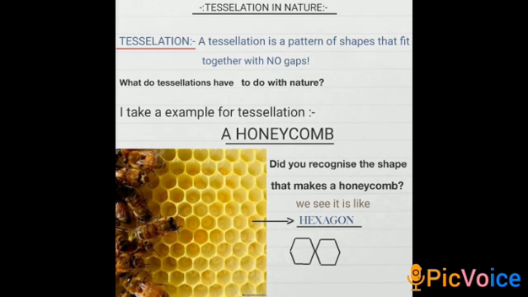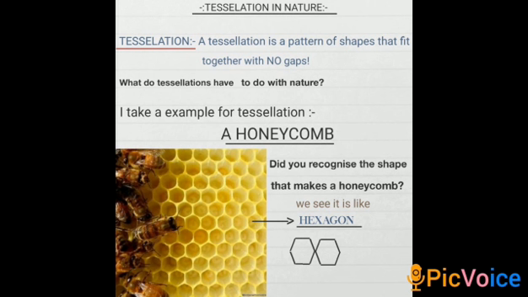First one is tessellation in nature. A tessellation is a pattern of shapes that fit together with no gaps. What do tessellations have to do with nature? I take an example for tessellation, a honeycomb. Did you recognize the shape that makes a honeycomb? We see it is like a hexagon shape.